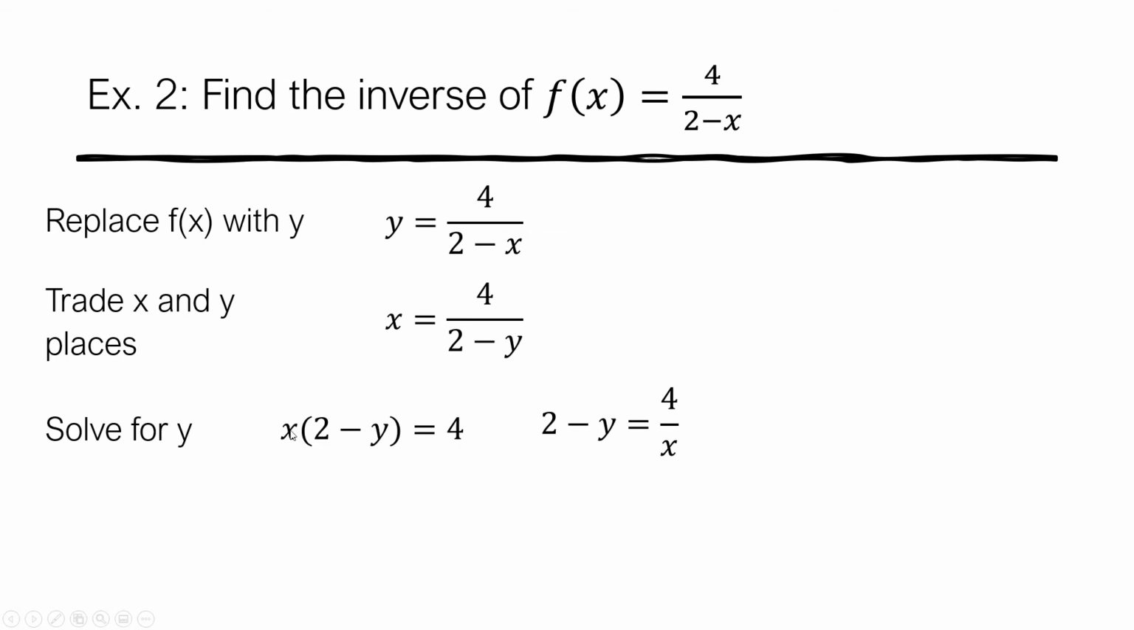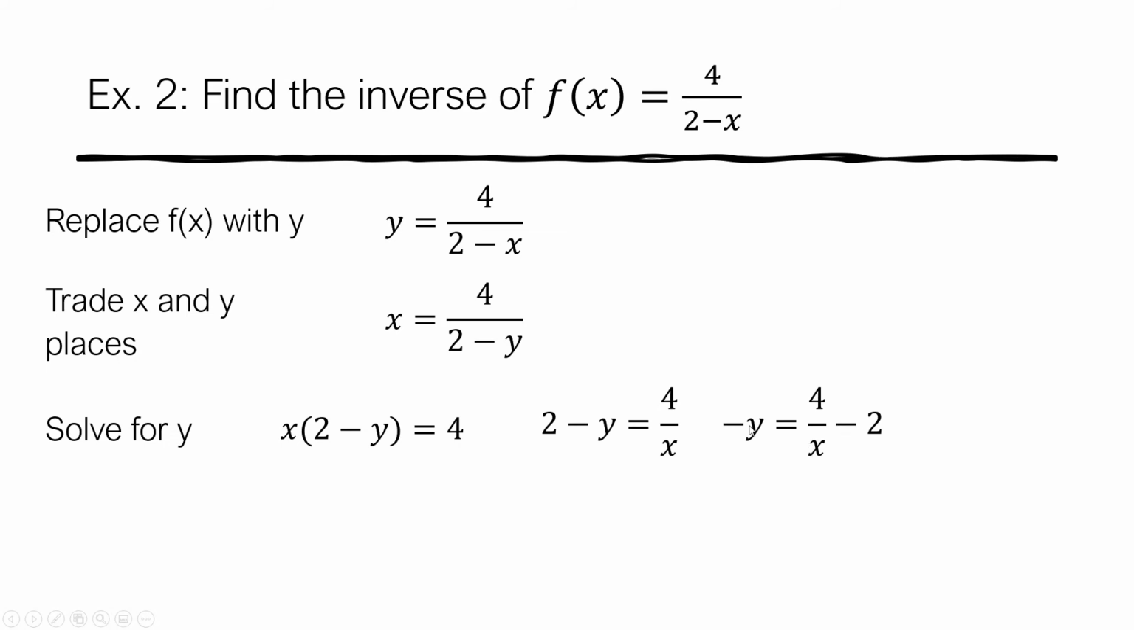Since we have a factor of 4 and a factor of x here, we just divide both sides by x. Next, we subtract both sides by 2. So 2 minus 2 is equal to 0. That's why in this portion, the 2 is gone. So we have minus 2 here.